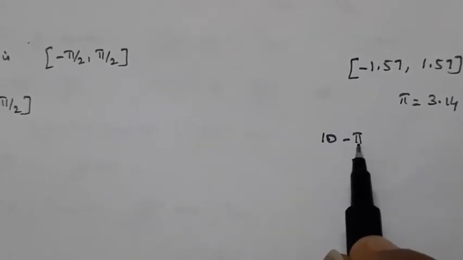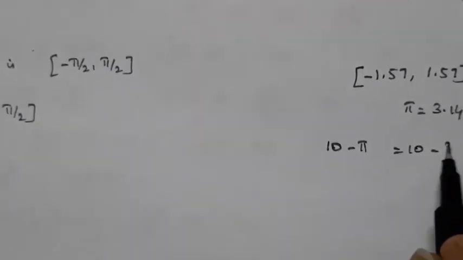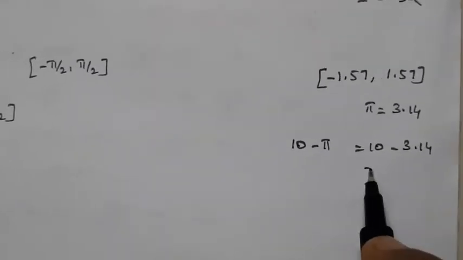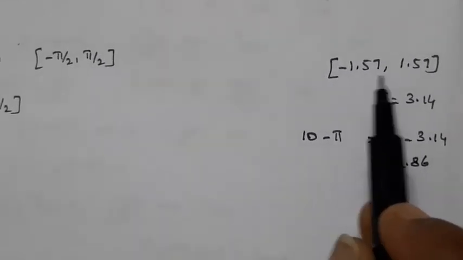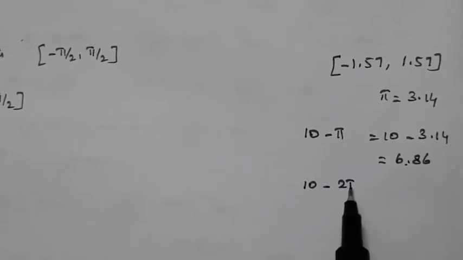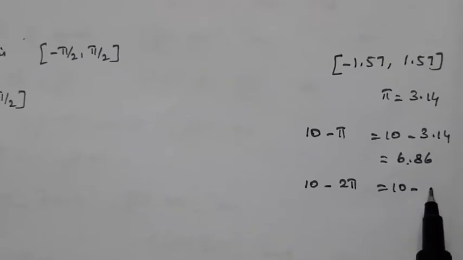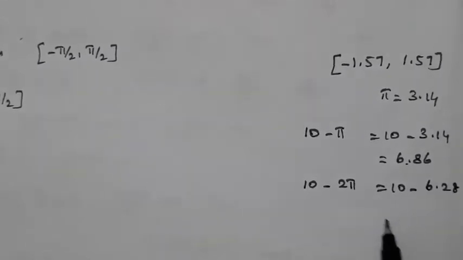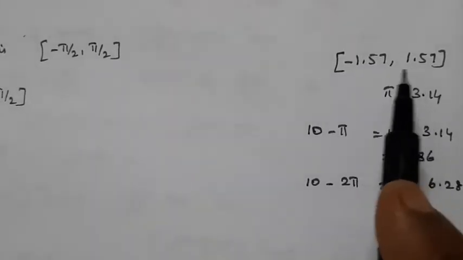When we subtract pi from 10, that is 10 minus pi, with pi as 3.14, it gives 6.86. Still it doesn't belong to this interval. So let us reduce 2 pi from 10. 10 minus 2 into 3.14, that is 6.28, gives 3.72. Again it doesn't belong to this interval.